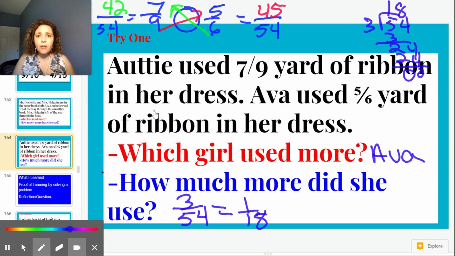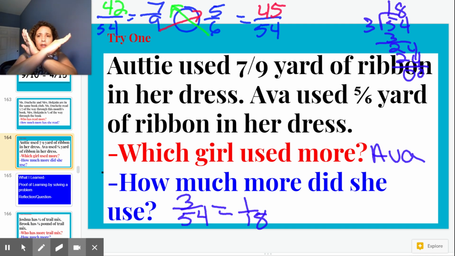Okay, so for this one, 5/6 and 7/9. 7/9 is 2 away from making a whole. 5/6 is only 1 away from making a whole. So then I thought, probably 5/6, but I want to make sure. I can double check by using cross multiplication, right? So I did my 7/9 and 5/6. Common denominator is 54, put 54 for both. Cross multiplied, 9 times 5 is 45, 6 times 7 is 42. So 45 is bigger than 42. So 5/6 is bigger, and that was Ava.